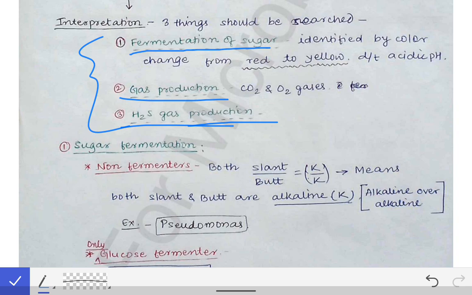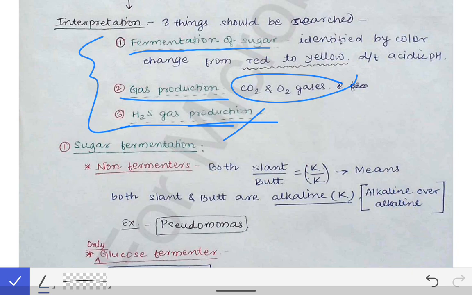And whenever there is a change from red to yellow, that means the sugar has been fermented. Okay, that is how we come to know whether the fermentation of the sugar has occurred or not, by the color change. Okay. And the gas production, so what are the gases produced? The gases that may be produced are CO2 and O2. We will see how we detect that gas production, and also the H2S gas, hydrogen sulfide gas production. We will also see how to know whether the H2S gas has been produced or not.